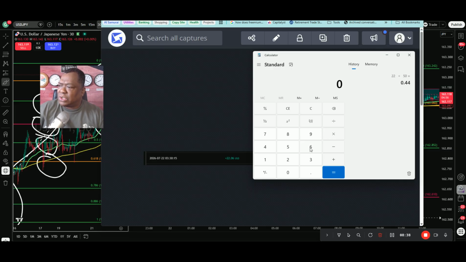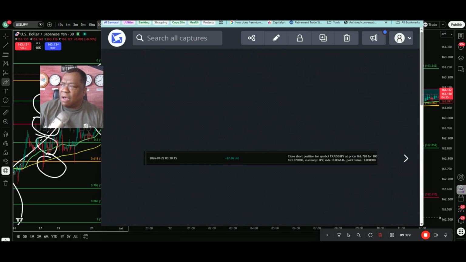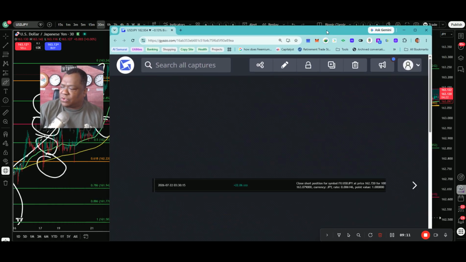And our risk, right? So our risk to reward, right? We risked roughly 69 cents a pip, right? 0.69 times 6 pips, $4.14 risk, right? And so I risked $4.14 to make $22.06. Right. So that's a 5.3 to 1 risk reward ratio, right?